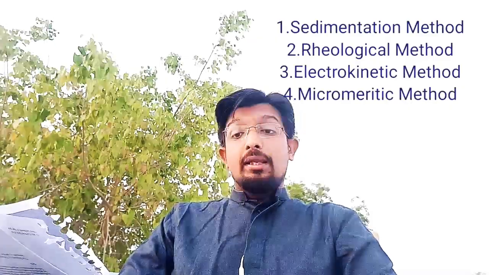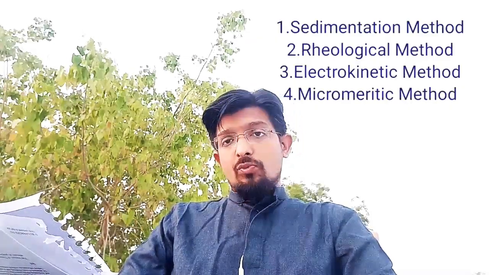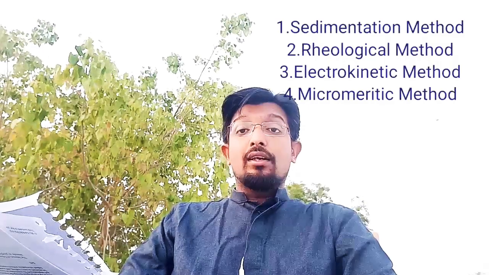Now we will try to understand what are the different techniques to study the stability of suspensions. Basically, there are four different methods to identify the stability of suspensions. Number one is sedimentation method. In sedimentation method, what we do is we try to measure sedimentation volume. We will take a measuring cylinder, add the suspension to it, and keep it aside for some time without disturbing it. Then we will measure the volume of sedimentation.